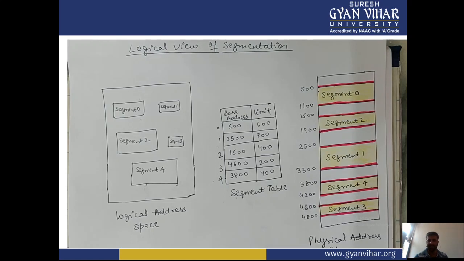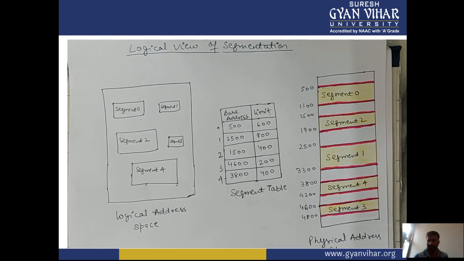So here there is a segment table, and logically we can go with the physical address, right? So how can we distribute it? You see over there, we discuss segment 0. The base address of segment 0 is 500, and the limit is 600. So 500 plus 600 is equal to 1100. So from 500 to 1100 it is the limit.